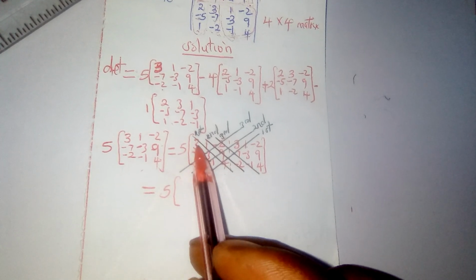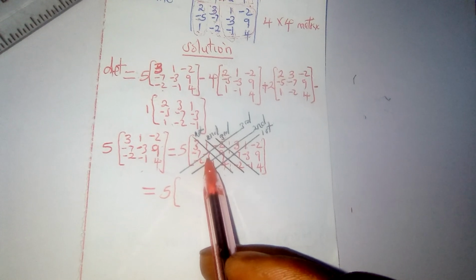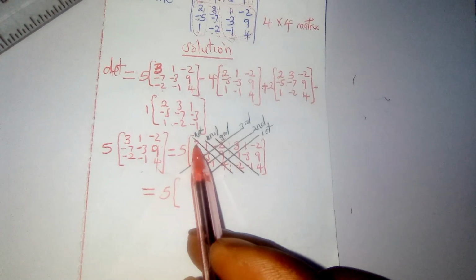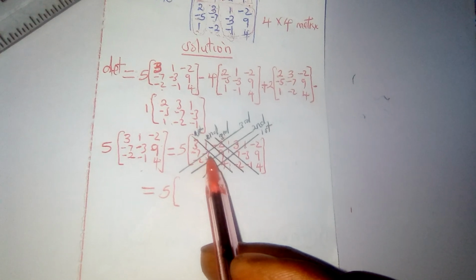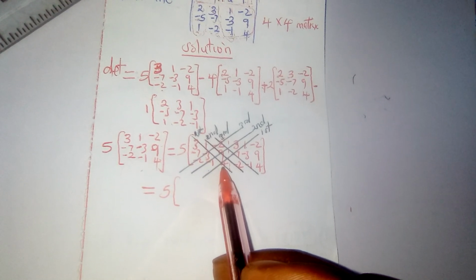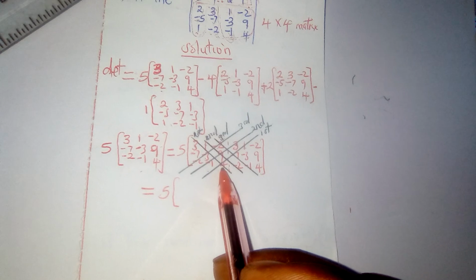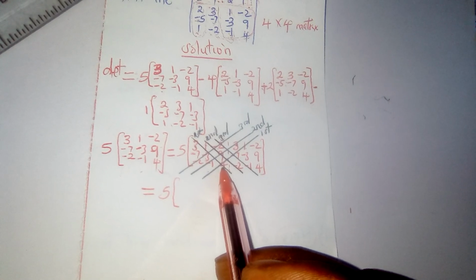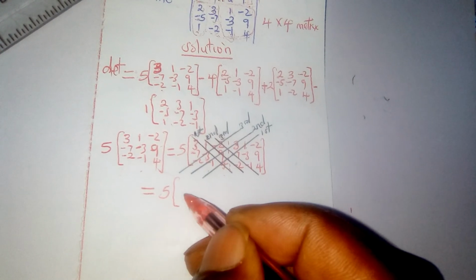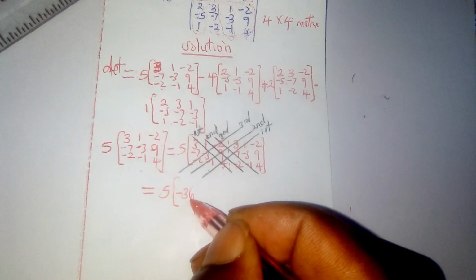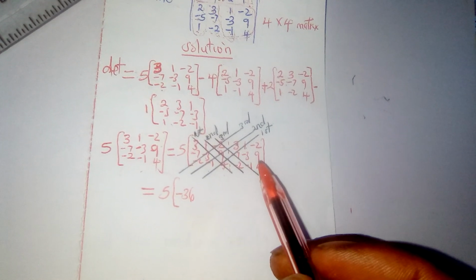The first diagonal is 3 by negative 3 by 4. So 3 by negative 3 is negative 9. Negative 9 by 4 is negative 36. So that's what I will be writing here. So negative 36. Now after that, you move next.